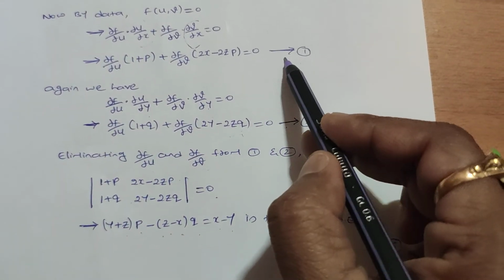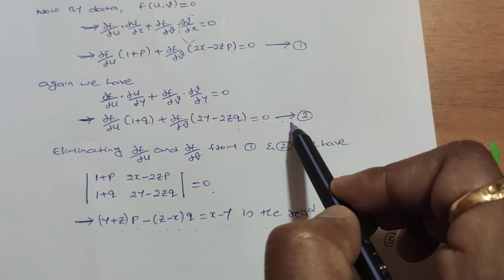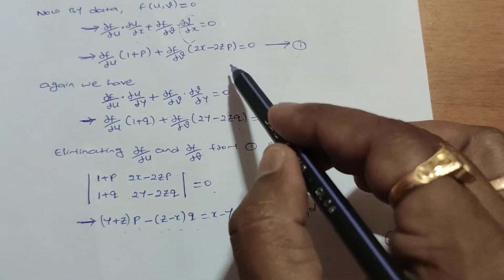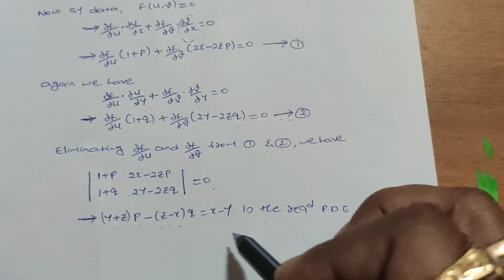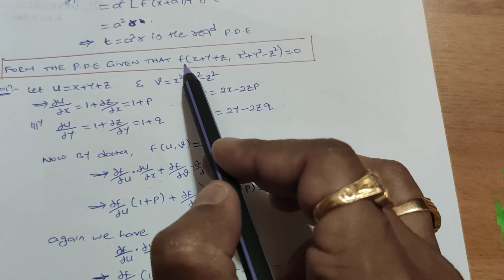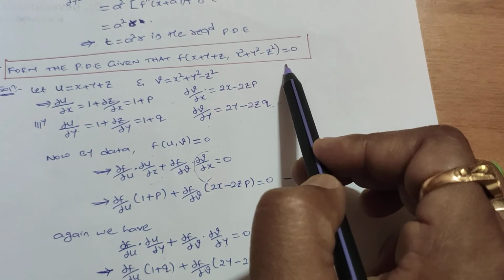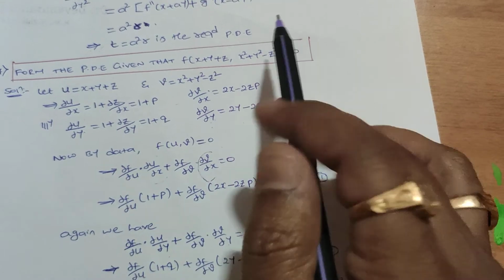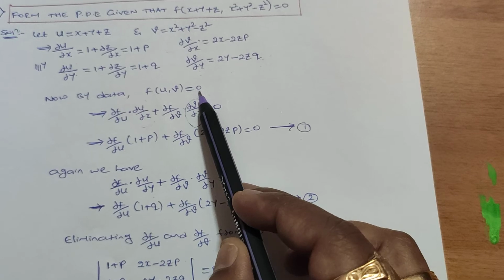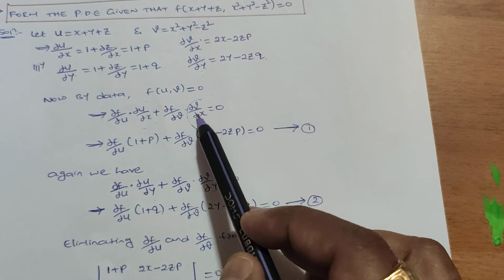So after obtaining equations 1 and 2, writing in the form of a determinant and evaluating, we get the required partial differential equation if the given function is of this form: f of (x plus y plus z, x square plus y square minus z square) equals 0. The point we require to remember here is to apply the definition of f of u comma v equals 0, then we write the equation as dou f by dou u into dou u by dou x plus dou f by dou v into dou v by dou x.